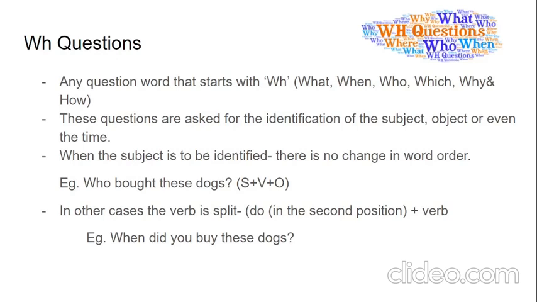There are different types of questions, and the first one is WH questions. WH is the words what, when, who, which, why, and how. These are questions asked to identify the subject or object or time. And when you are identifying the subject part, there is no change in the word order. It's the usual word order, subject plus verb plus object. But in other cases, there is a change in the word order.